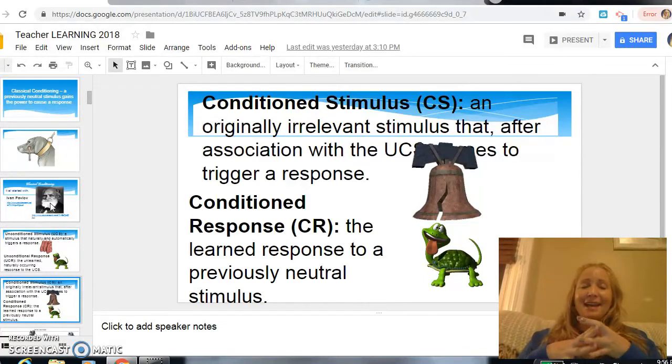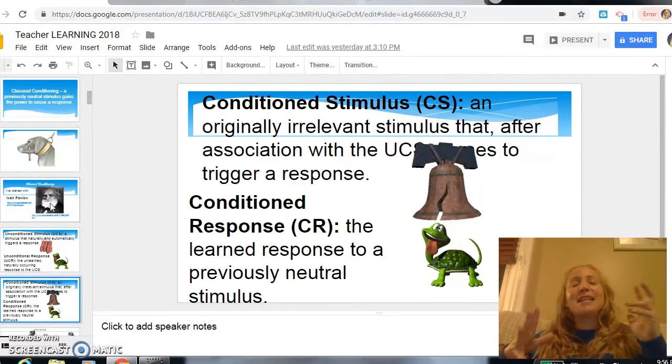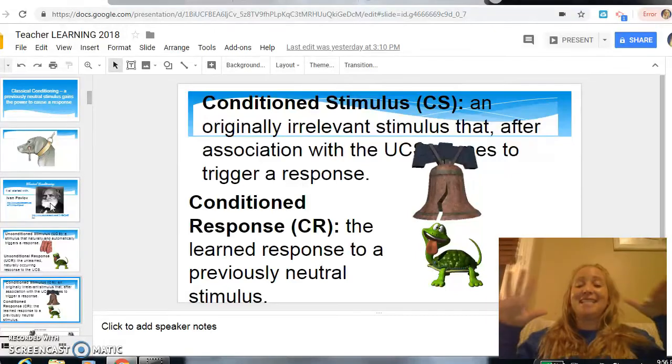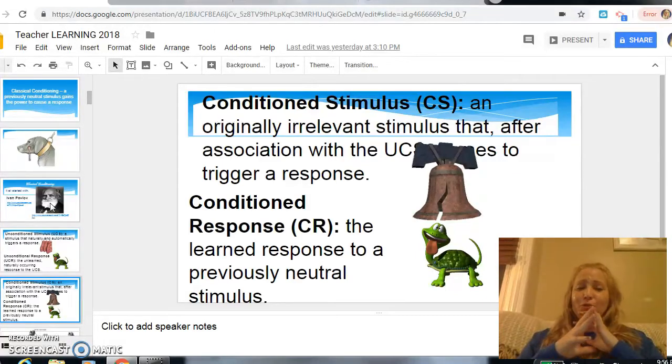It's a learned behavior, and as I mentioned, I would say about 95% of the time, and I've been changing that number, but let's say 95% of the time, the unconditioned and conditioned response is going to be almost identical. Sometimes it's slightly different, but normally it's the same exact thing.